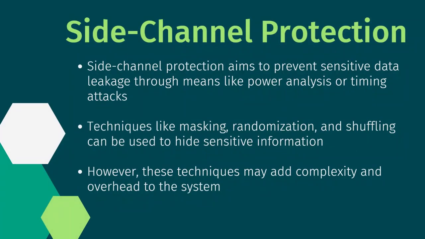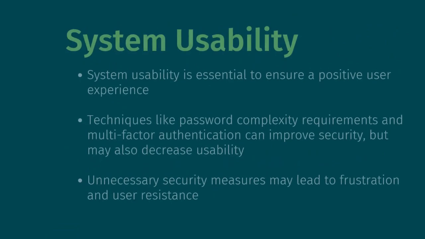Side channel protection. Side channel protection aims to prevent sensitive data leakage through means of power analysis or timing attacks. Techniques like masking, randomization, and shuffling can be used to hide sensitive information. However, these techniques may add complexity and overhead to the system.